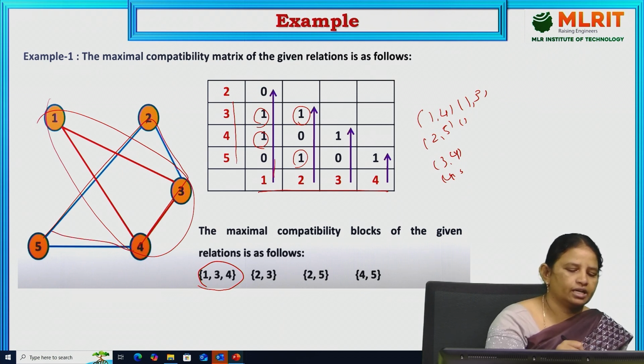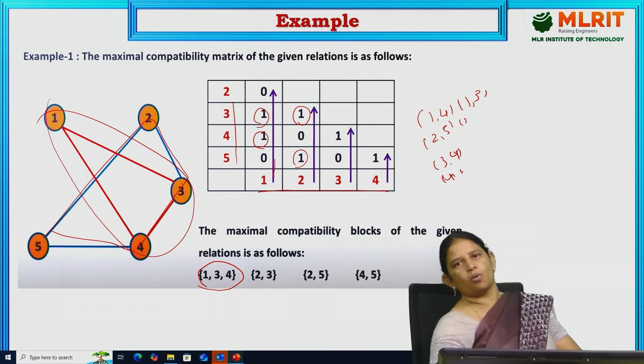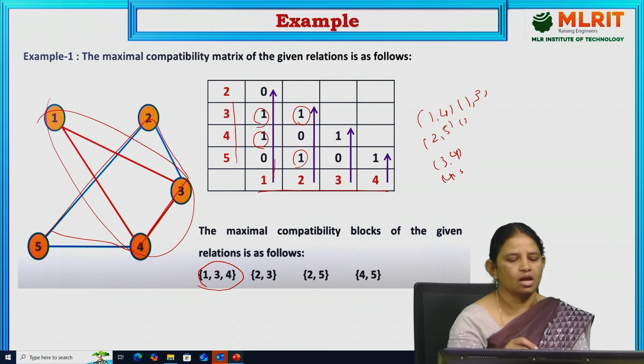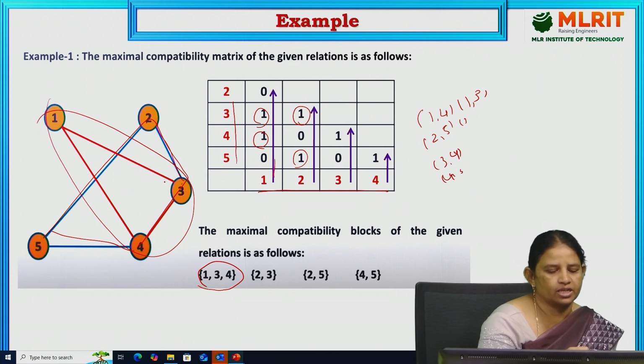2 is connected to 3. 2 is connected to 5. 2 is not connected to 4, so don't consider it as a polygon. So, we have to split the polygons as 2, 3. So, that means 2, 3, and are any other polygons possible? No. So, we have to split the graph.